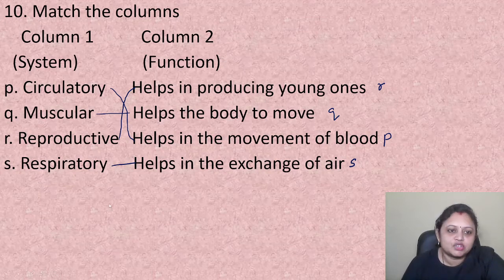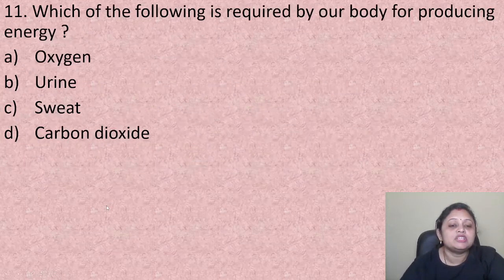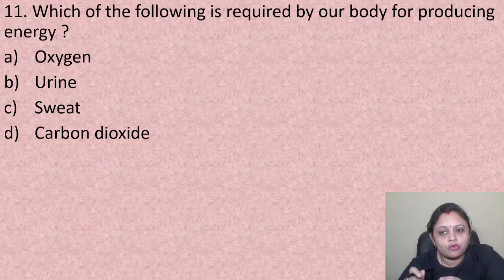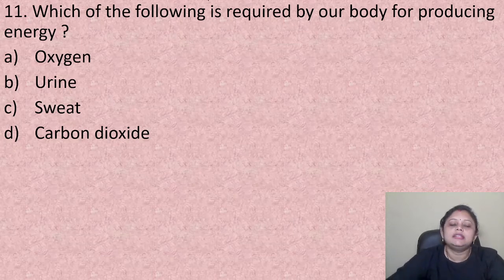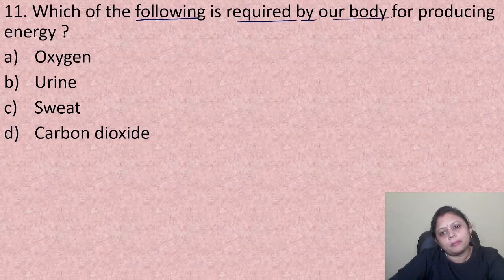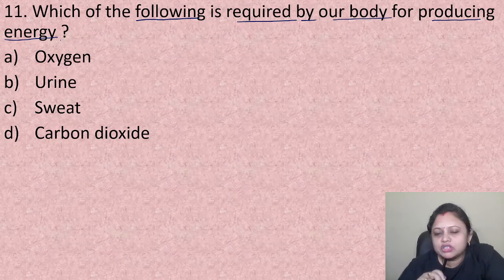Coming to the next question. Which of the following is required by our body for producing energy? Option A, oxygen. B, urine. C, sweat. D, carbon dioxide. In the question it is asked which of the following is required by our body for producing energy.